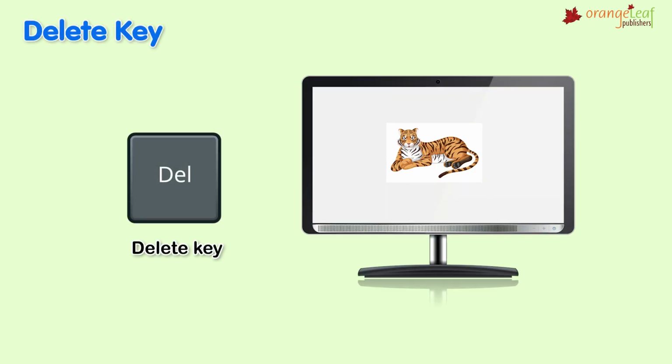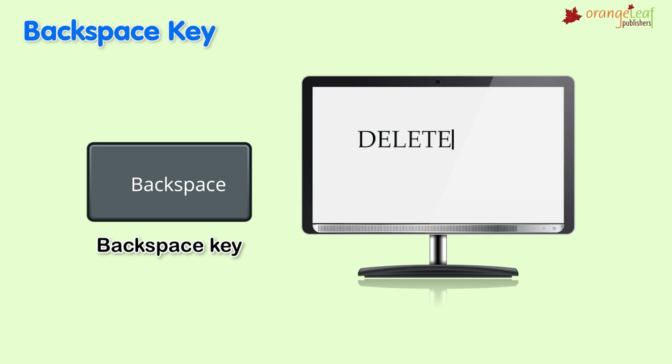Delete key. The delete key is used to remove characters and objects. It generally deletes the characters to the right of the cursor as well as the highlighted text and object. Backspace key. The backspace key is used to delete the characters to the left of the cursor.